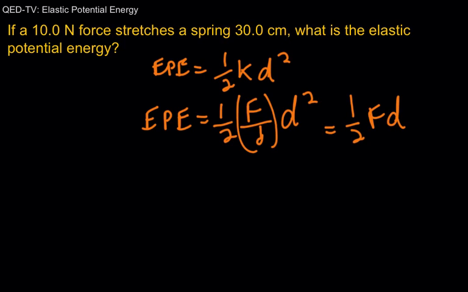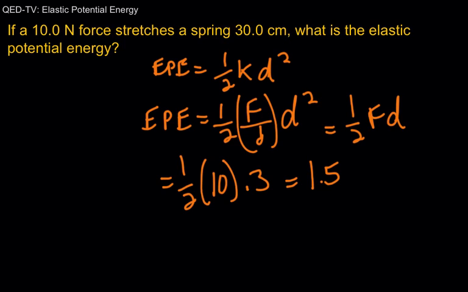I mean, if we grab onto the weight and we pull it down further, then you're going to have a bigger displacement, and you're going to have more elastic potential energy, so you wouldn't be able to do that. So right here in this problem, we could do equals 1/2 times the force, which is 10, times the displacement, which is not 30 centimeters, it's 0.3 meters. So 10 times 0.3, of course, is 3, and half of that is 1.5 joules of energy. That is how much elastic potential energy would be in this problem.